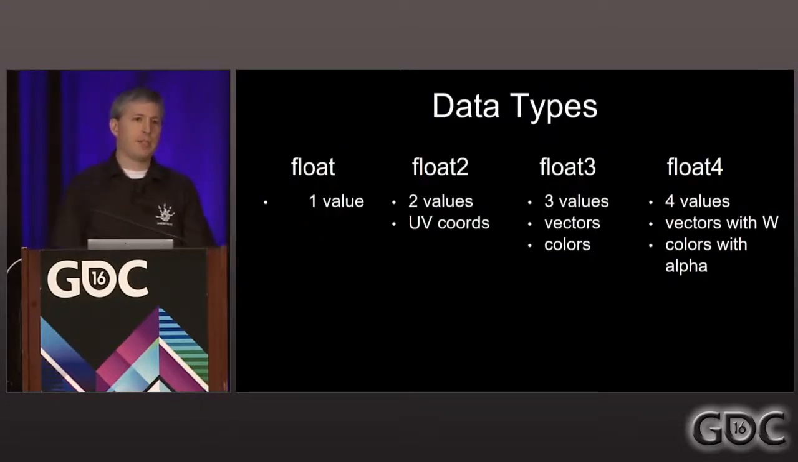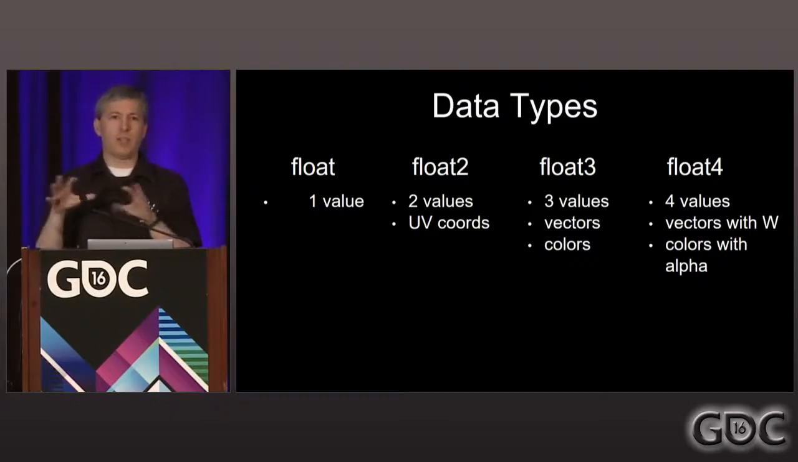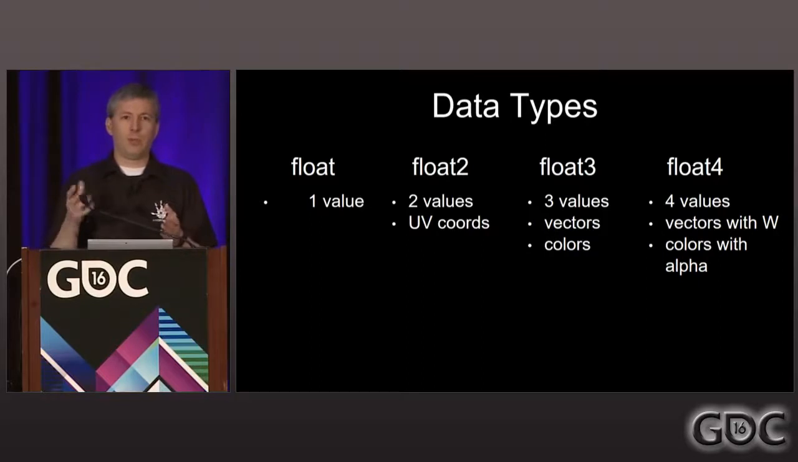All right, that brings us to data types. So when you're writing your shader, it's important that you understand what kind of data you're dealing with. And what this basically means is I have a container. How big is the container, and what kinds of things will fit in it? So float is the first data type, and that's a container that will fit one value. So you can fit one thing in your container.